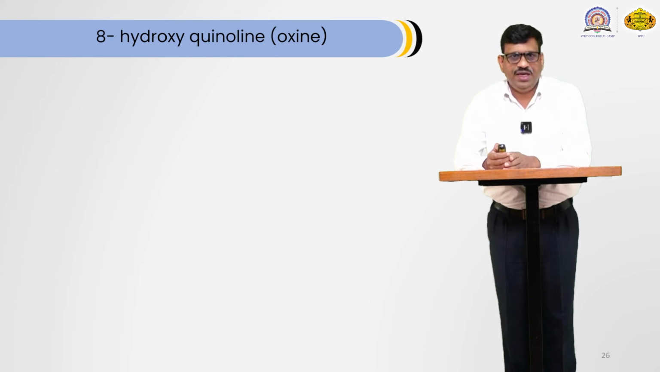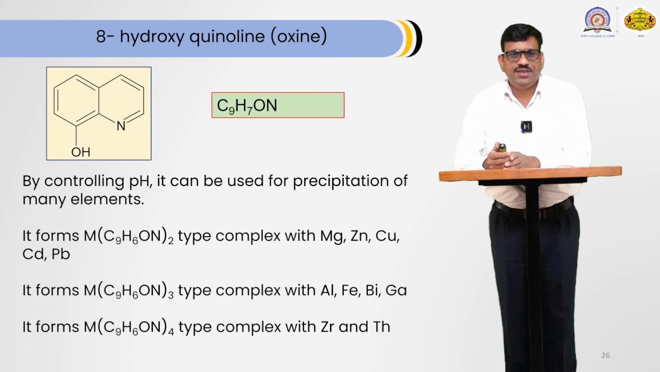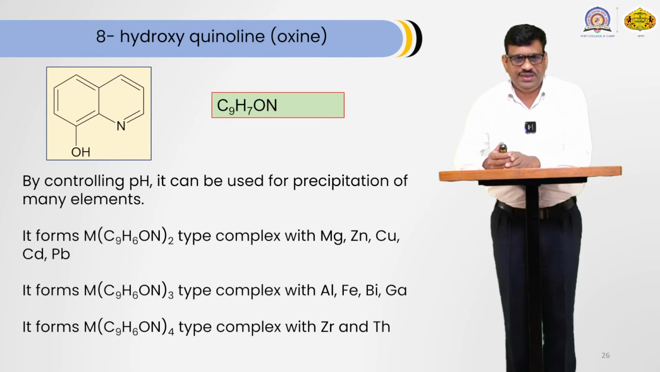First is 8-hydroxyquinoline. It is also called oxine. This is the structure of 8-hydroxyquinoline. The hydroxy group is present at the 8 position. Quinoline is the parent structure. Its molecular formula is C9H7ON. By controlling pH, it can be used for precipitation of many elements.